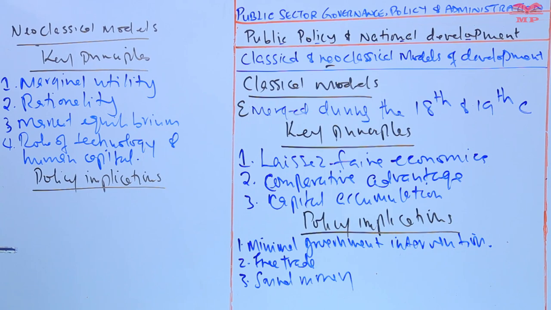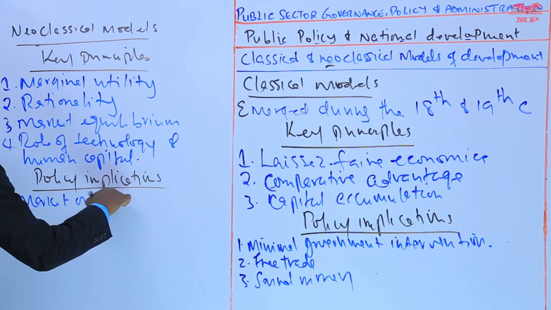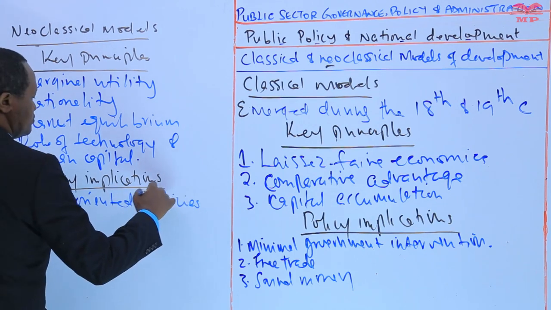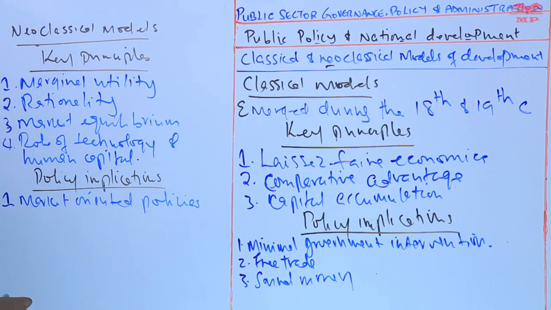First one is market-oriented policies. Neoclassical economists generally supported market-oriented policies that promote competition, free trade and deregulation. They believe that markets are the most efficient mechanisms for allocating resources. So that's the first implication, market-oriented policies.